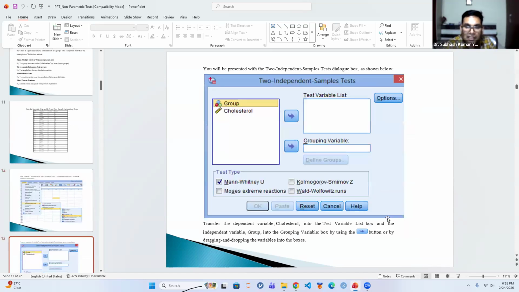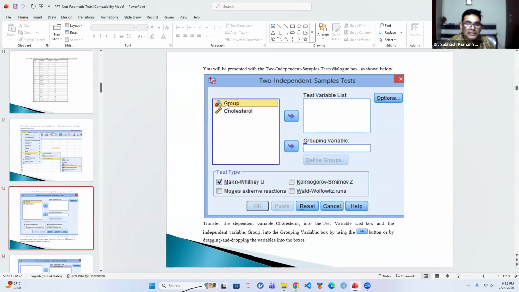So this type of dialog box will be opened. Here this is the grouping variable, that is we have coded 1 for male, say 2 for female, like that. And cholesterol is the variable under consideration, so put it in test variable and put the grouping variable here, and you have to define the group which you have defined in terms of code, and go to Mann-Whitney U test. So just click on that.